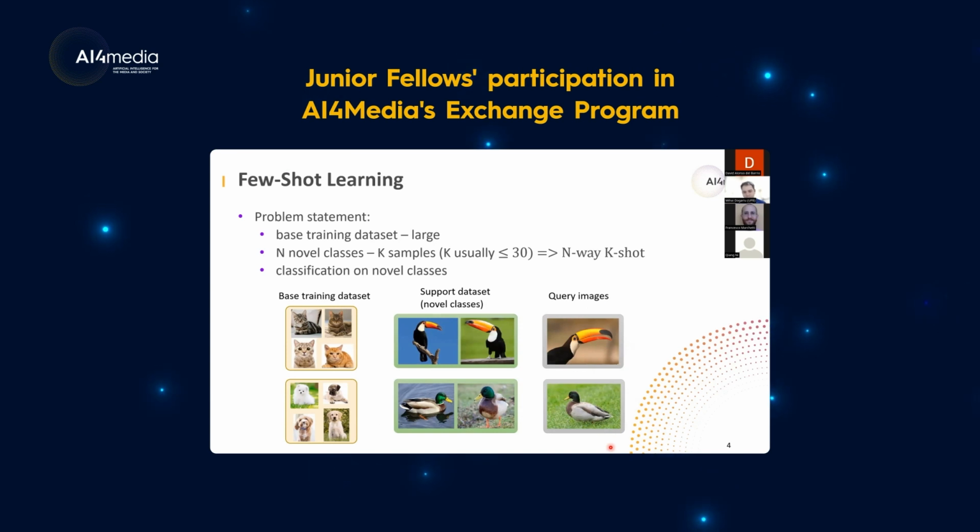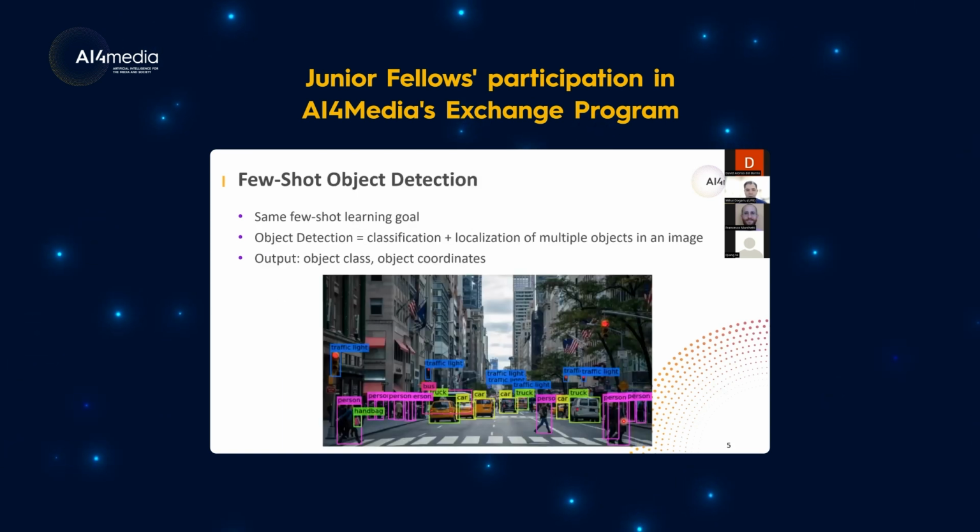So the problem is quite complex because you have a very low number of samples, and your previously trained system was used to seeing a great deal of samples, maybe thousands. And now it has to deal only with 5, 10, or 30 new images in order to perform a correct classification. Okay, now moving on to the few-shot object detection.